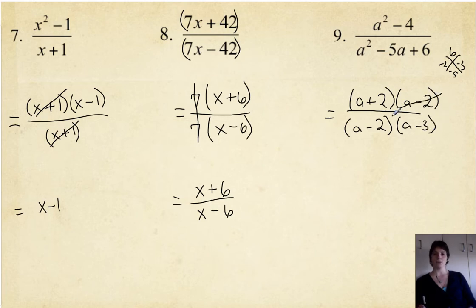a minus 2 over a minus 2 becomes a 1. Notice the multiplication. a plus 2 times 1, that's just a plus 2. And 1 times a minus 3, that's just a minus 3. And that's all the further you can go, because those are the only multiplications that can be simplified. These are additions and subtractions. They cannot be simplified any further.